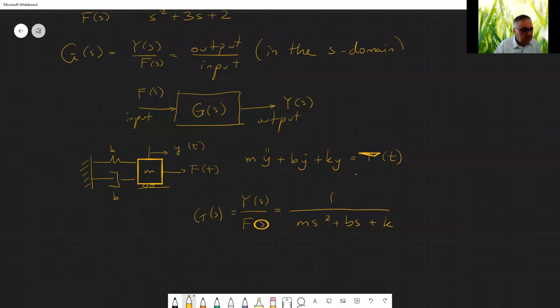Okay, that's all for now. I will elaborate on this, but for now I just introduced the concept of the transfer function. Any questions?